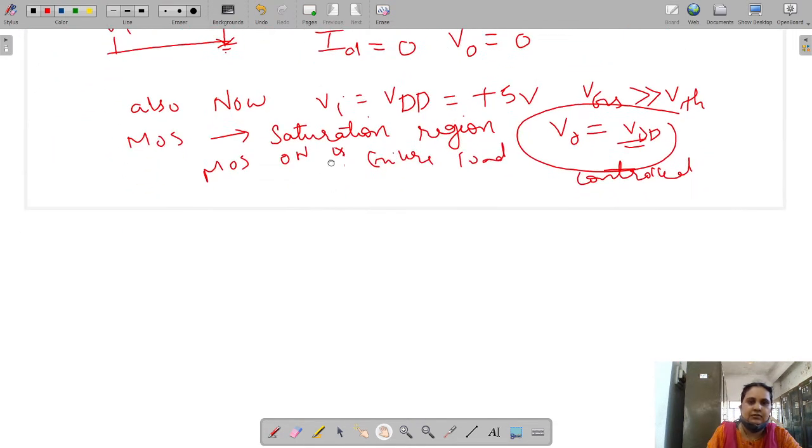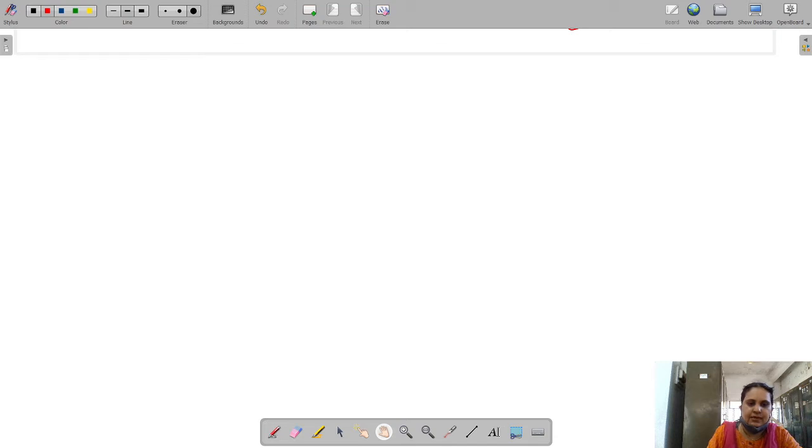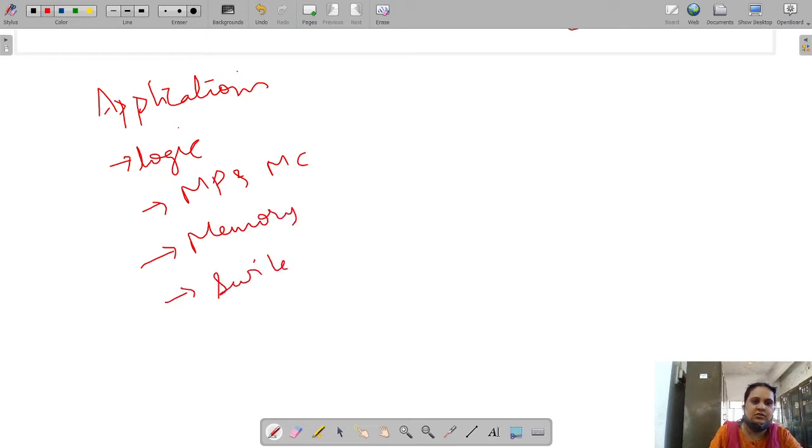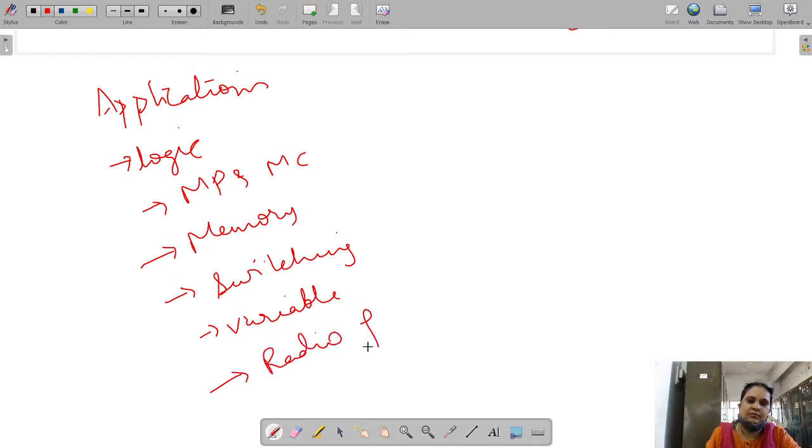Also, we discussed applications and ratings of the MOSFET. So what are a few applications? It is used in logic gates, in microprocessors and microcontrollers, as memory devices, in all switching applications, in variable frequency drives, and in all radio frequency applications, etc. N number of applications are there.